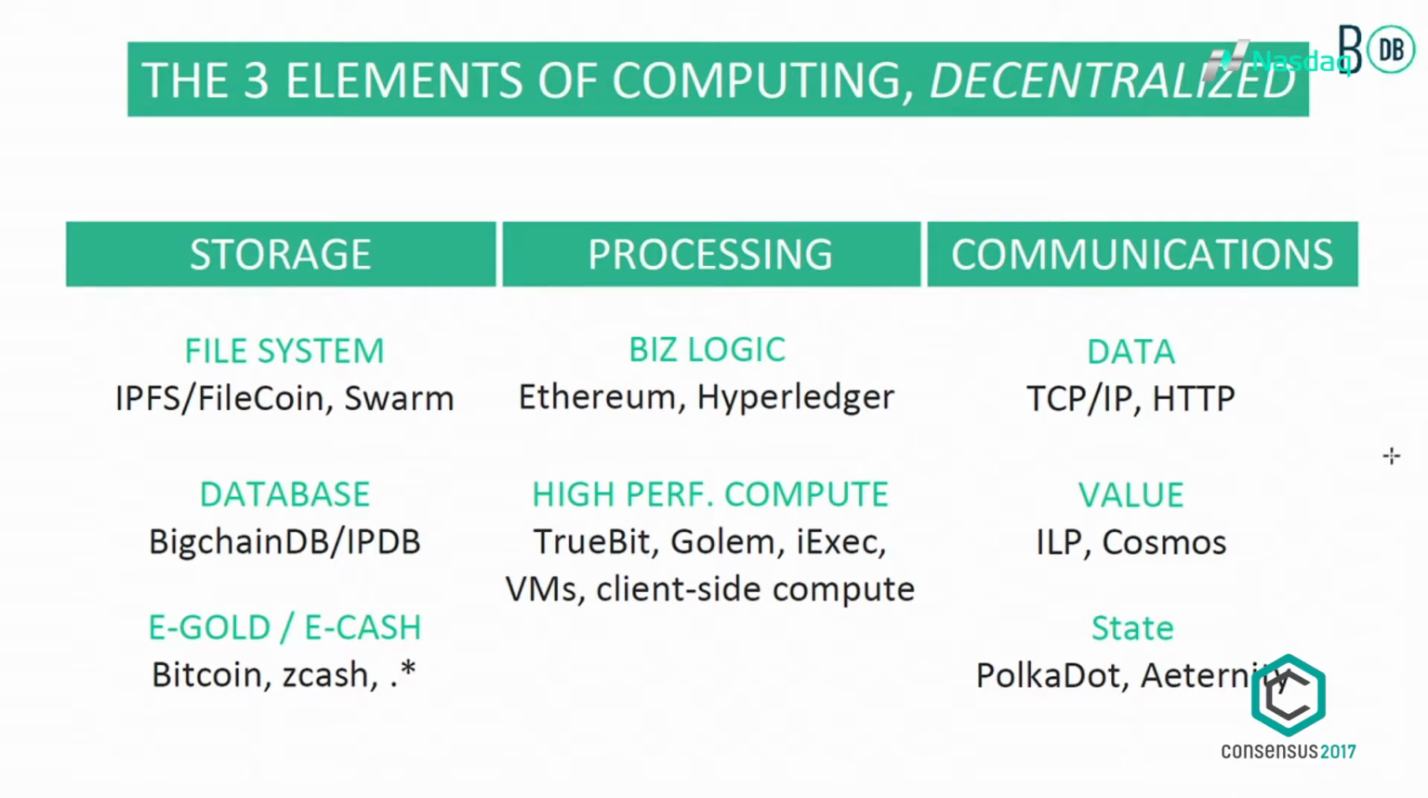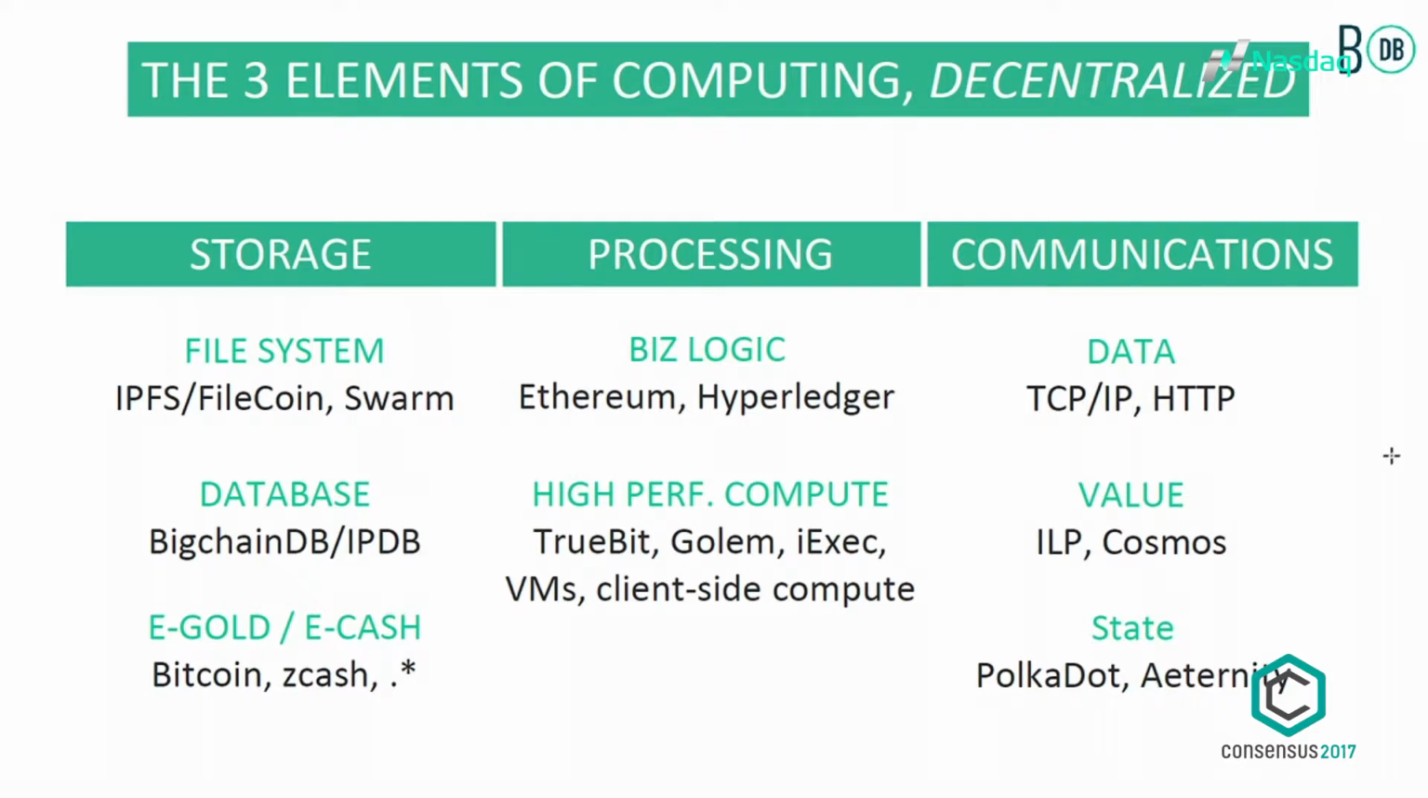So with this, there's actually been an emerging compute stack that's decentralized. And the elements within this are storage, processing, and communication once again. And within that, we've got file systems, database, and eGold or eCash for storing tokens of value. And there are some emergent players here, right? For file systems, a key one is IPFS and Filecoin. Juan will be following me giving his talk.